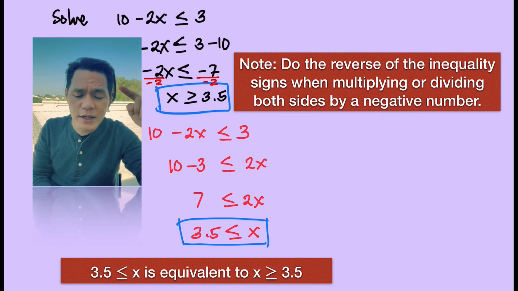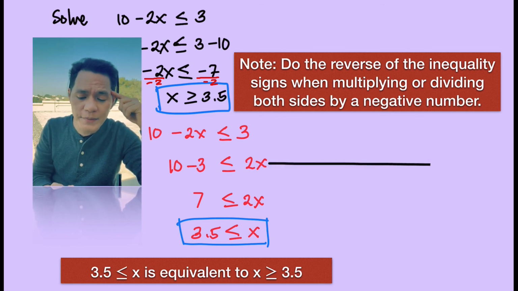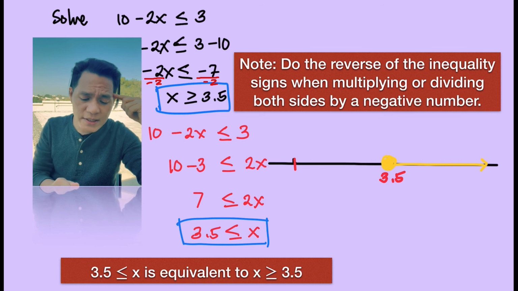Okay, we are not done yet. The last one is we are going to represent this one in a number line. So just check for 3.5, and then we have to shade the circle and go in the right direction because it says here greater than or equal to 3.5. Okay?